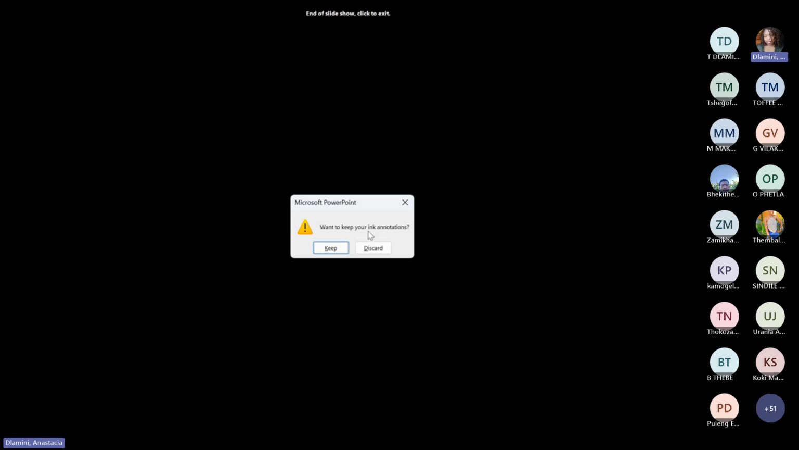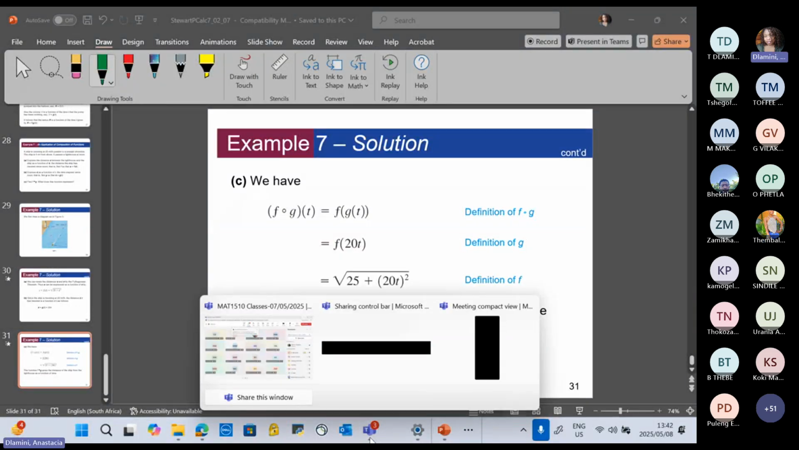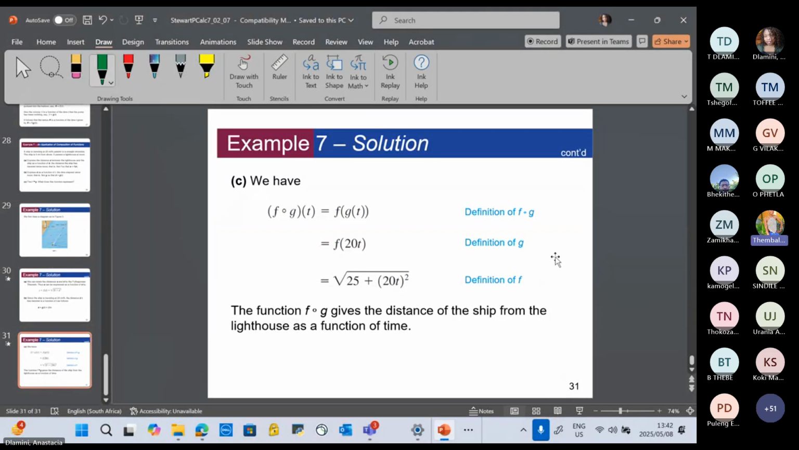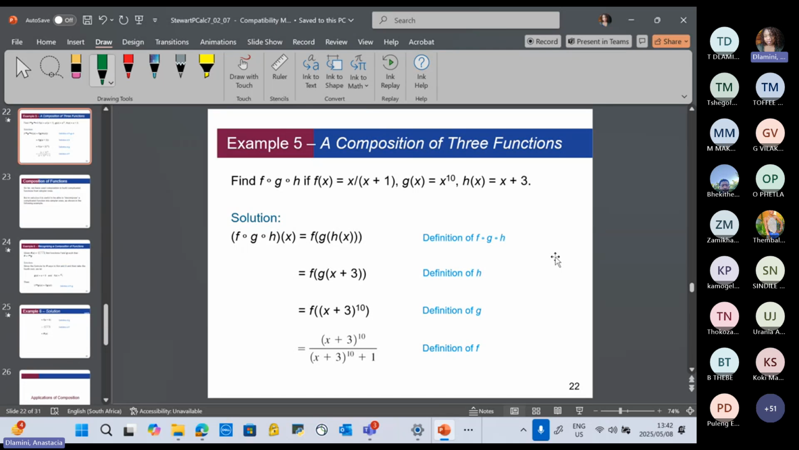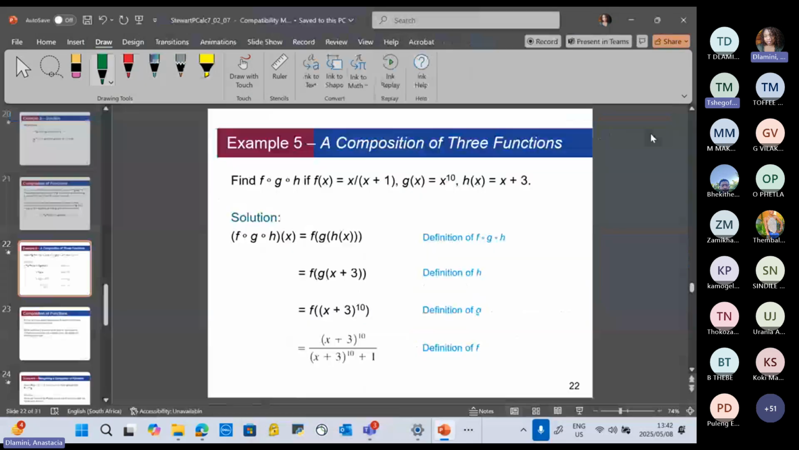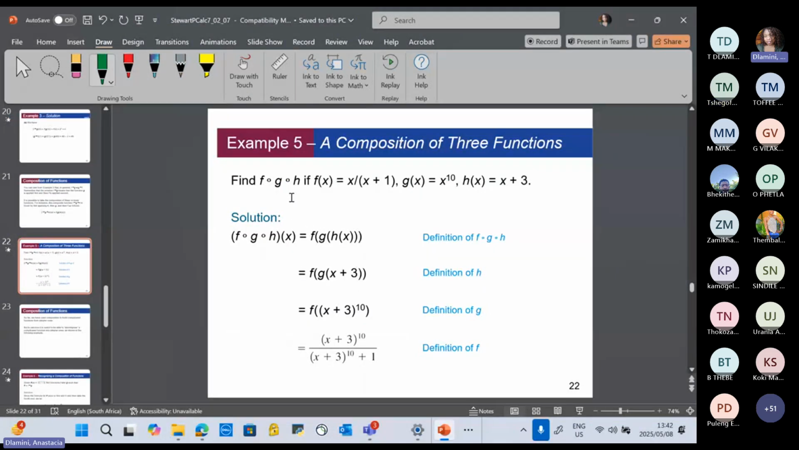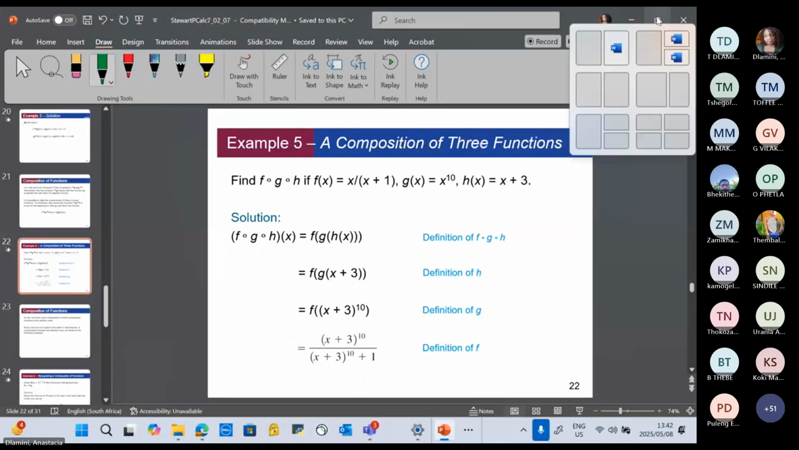Sure, it was a long section. Any question on this section? Miss, yes, can you please repeat example 5? Example 5. Let me see. Okay, with example 5, they say that, okay, let's do this.